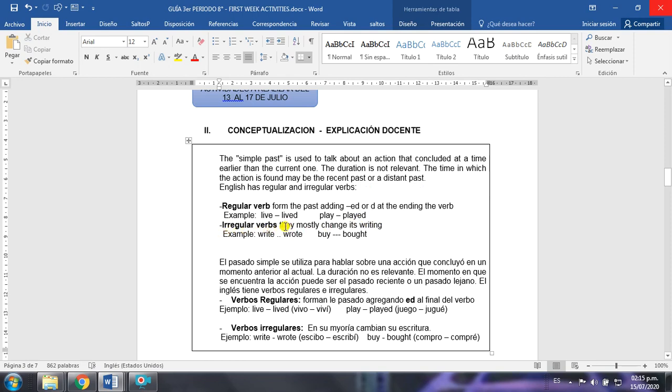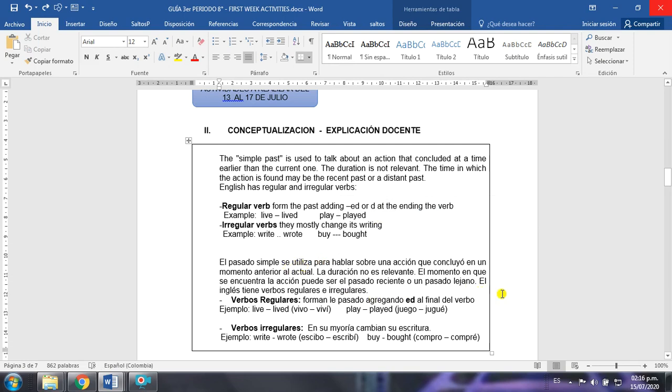Irregular verbs. They mostly change its writing. Ellos, en su mayoría, cambian su escritura. Example, write. Write. In past time is wrote. Wrote. Fíjense que cambia su escritura totalmente. Another example, buy. Buy. In past time is bought. Bought. Cambió también totalmente la escritura de este verbo.